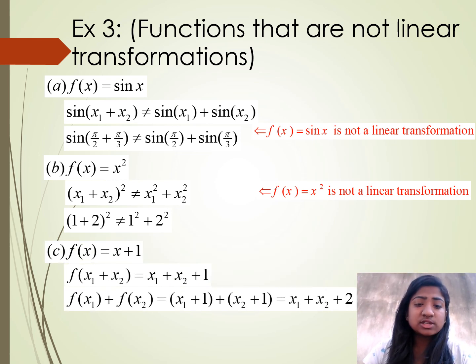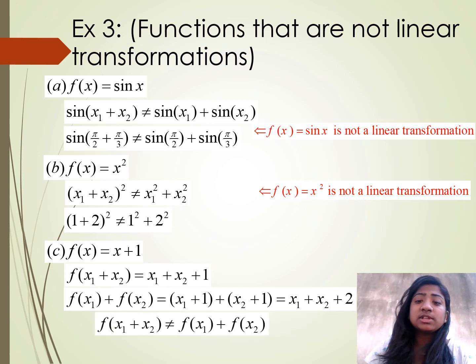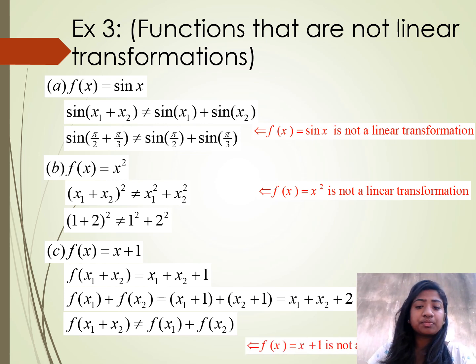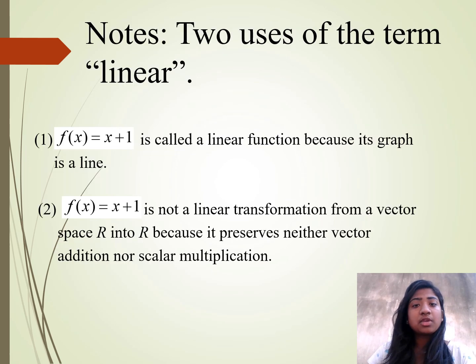And f of x equals x plus 1. f of x1 plus x2 equals x1 plus x2 plus 1, while f of x1 plus f of x2 equals x1 plus 1 plus x2 plus 1 equals x1 plus x2 plus 2. So f of x1 plus x2 is not equal to f of x1 plus f of x2, and f of x equals x plus 1 is not a linear transformation. Notes: two uses of the term linear. f of x equals x plus 1 is called a linear function because its graph is a line. But it is not a linear transformation from the vector space R into R, because it preserves neither vector addition nor scalar multiplication.